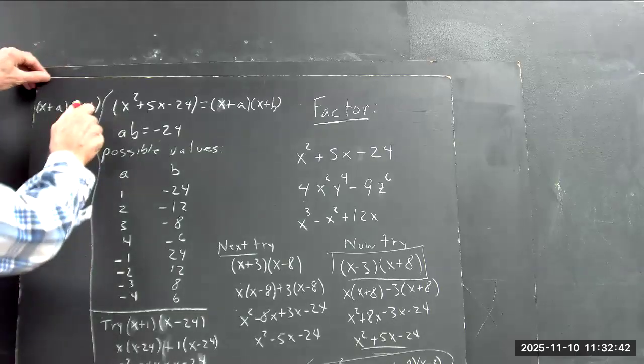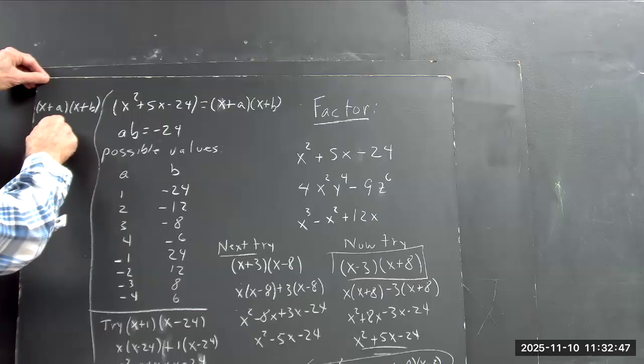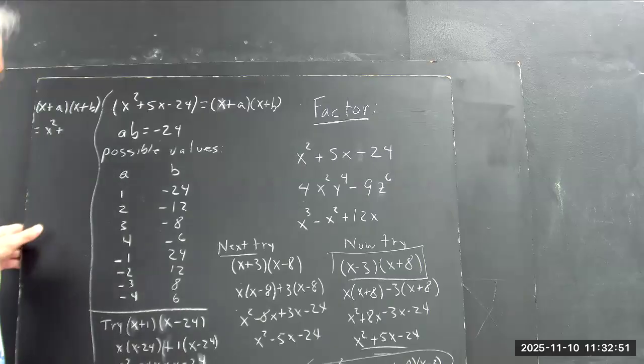Well, x plus a multiplied by x plus b equals x squared. I don't have room to write that out.